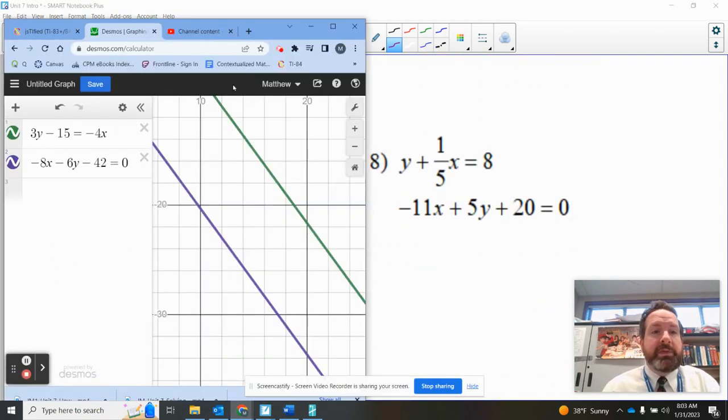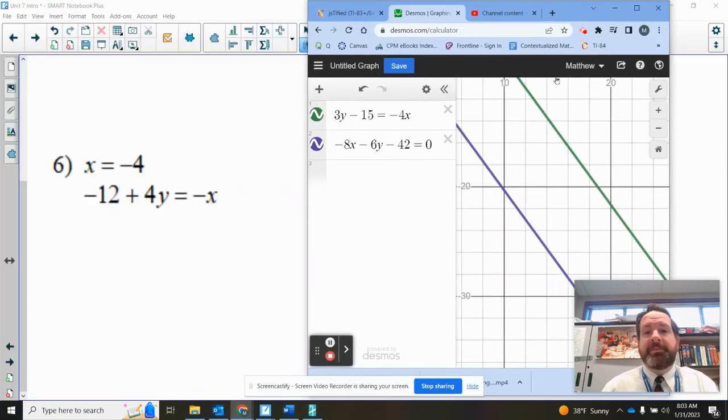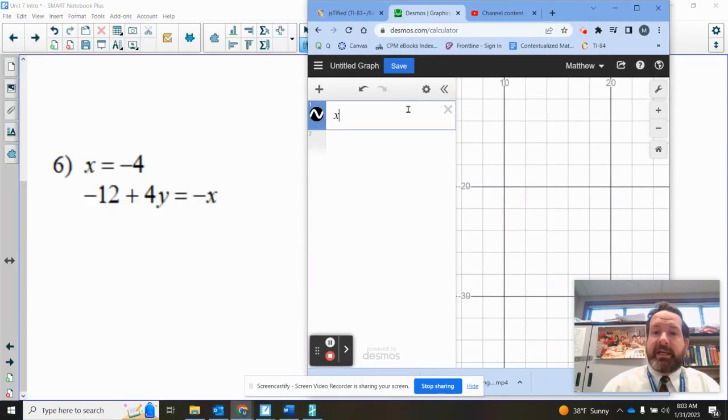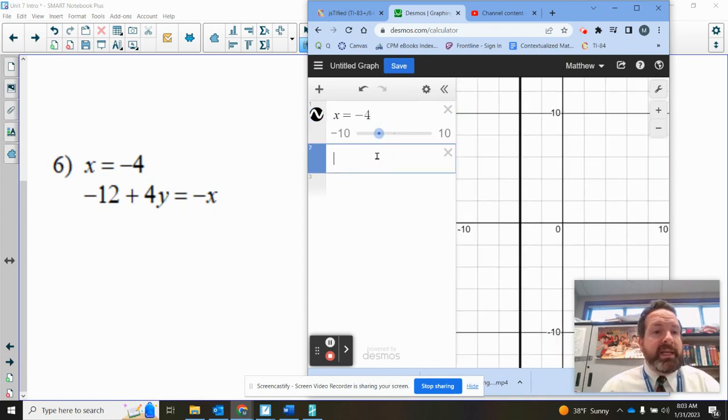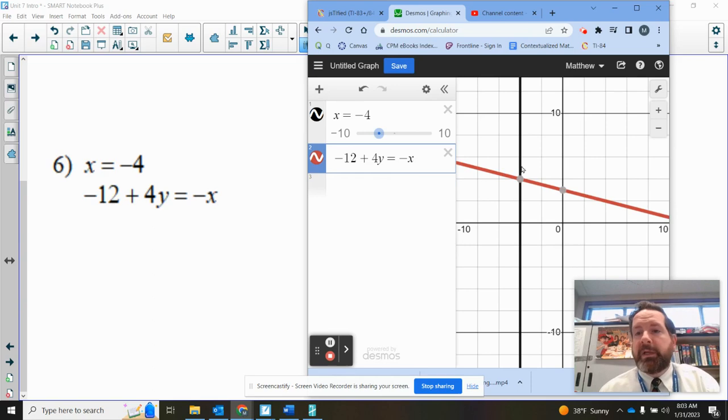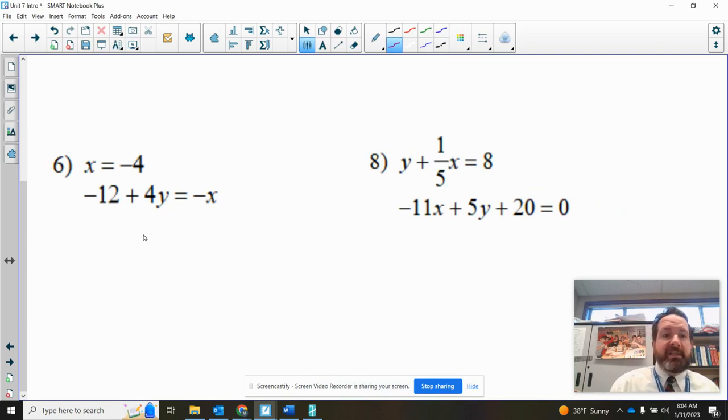On to number 6. My two equations this time, x equals -4. So that's going to be just a straight vertical line through x equals -4. And for the second one, okay, and they cross each other right there. So at -4, 4, there's my solution. That's the ordered pair that makes both of these equations true at once.